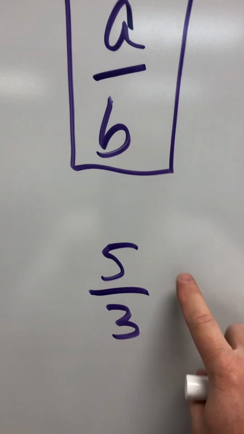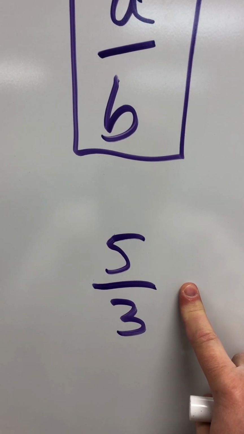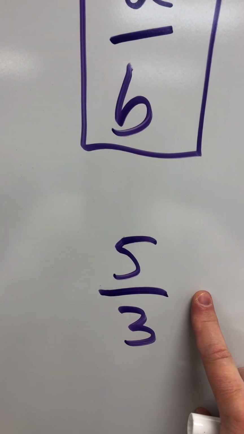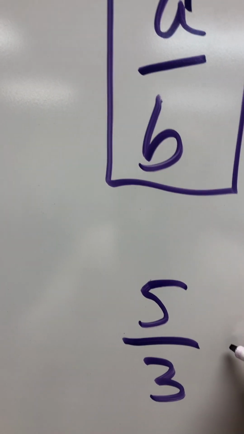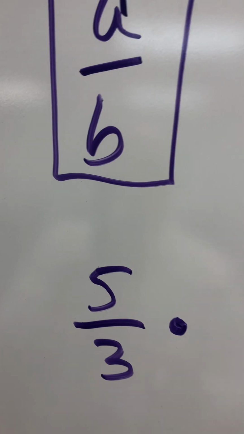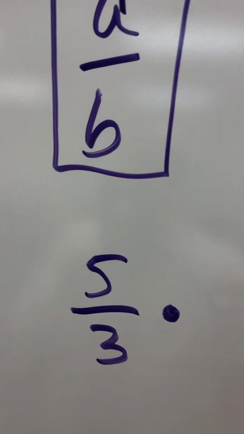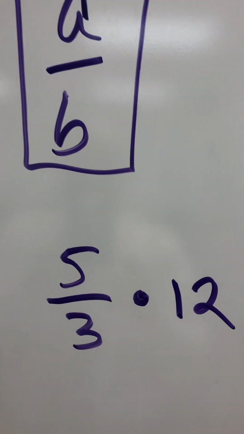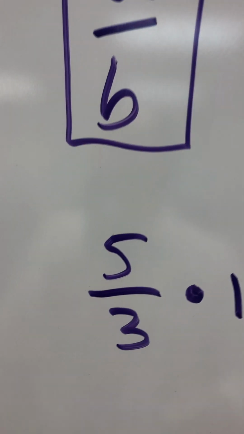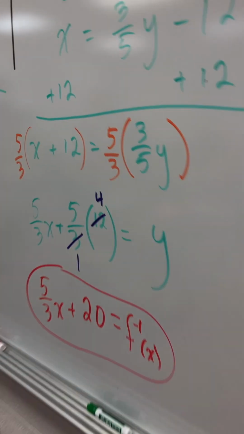And then you have to press over here to get the cursor to the right, and then you hit the times key. When you hit the times key, it's going to give you a dot. And then in this particular problem, I'm going to type 12. 5/3 times 12. Okay? And then it will show you your answer.